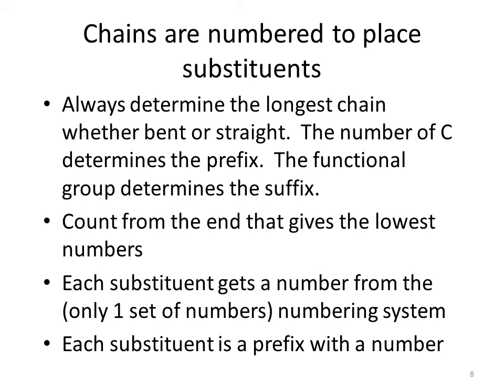We count from the end to the substituent. We count from the end that will give us the lowest possible numbers. Each substituent then gets a number from that one numbering system. You never switch numbering systems in the process of naming a compound. You identify your numbering system and leave it there. And then when you go to name the compound, in front of the part of the name that you got from the longest chain, you then will put your substituent names and put numbers placing them on the chain.